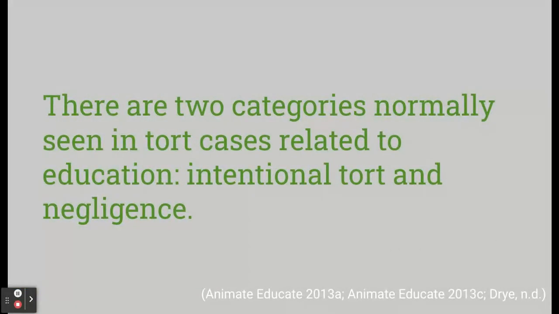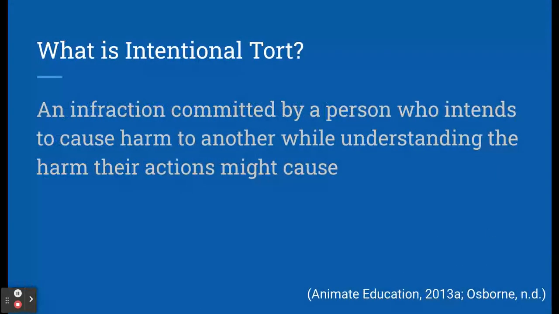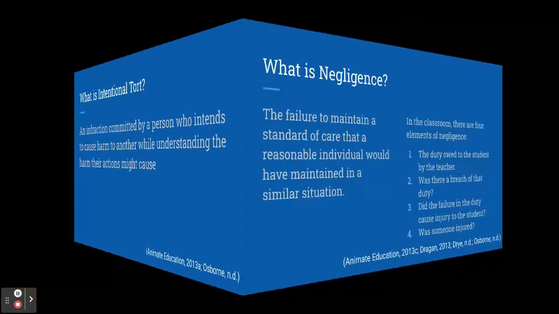When we're looking at tort in our arena, we look primarily at two categories: intentional tort and negligence. So first, I want to define what each of those is. Intentional tort would be an action committed by a person with the intent to cause harm to another while understanding the harm their actions might cause.